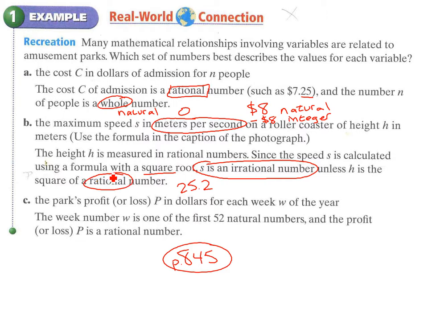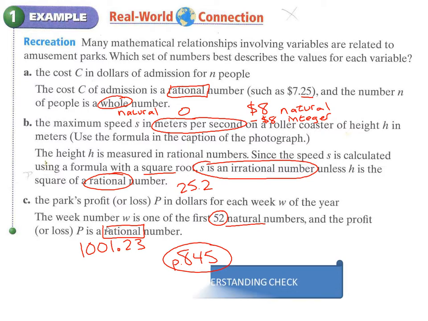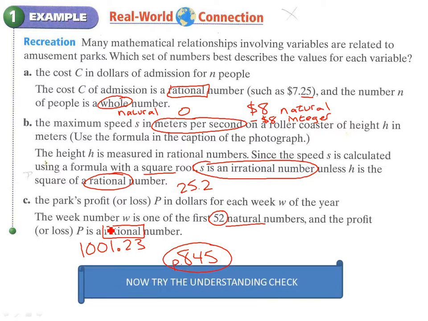All right, and lastly here, let's talk about the park's profit or loss in dollars and for each week of the year. All right, so week, obviously, there's 52 weeks in the year, so that's natural. And profit or loss could be a decimal. We make $1,001.23, so we're talking about a rational number here. All right, so I would like you to pause the video and try understanding check for this first example. It's out of the textbook.